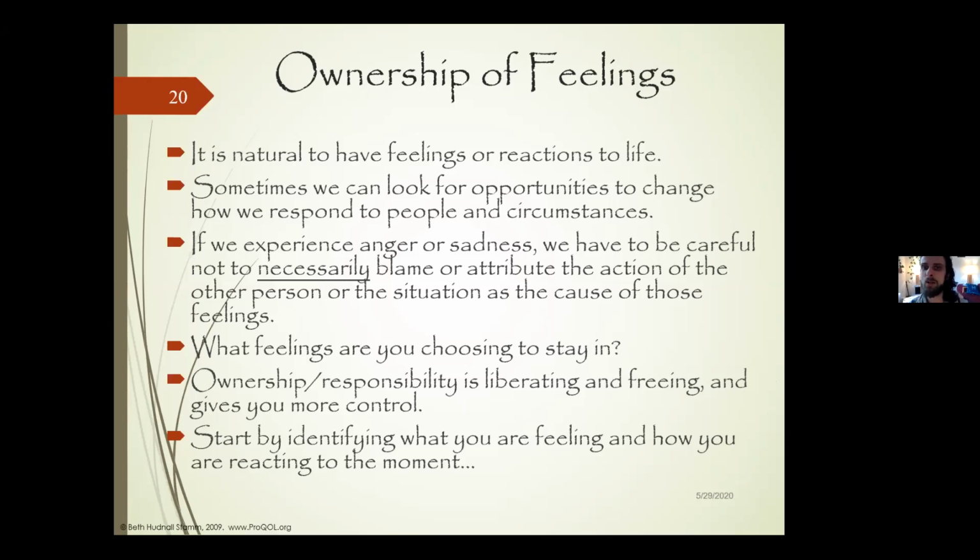What that points to is that all events are neutral, and your reaction is your reaction. You have to own that. The next line is, if we experience anger or sadness, we have to be careful not to necessarily blame or attribute the action of the other person or the situation as the cause of those feelings. This is a gross example, but I always bring this up: domestic violence.